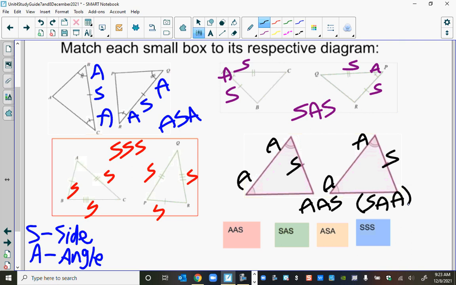Again, watch your order, because AAS is going to be different than ASA. Big difference. The side in ASA is between your two angles. Does everybody see that big difference between this guy and this guy? The AAS is the two angles, but then the side that's not between the two angles. Unlike the other one where the side is between the two angles. Does everybody see that big difference between the two? Okay, that's going to be important going forward. All right.